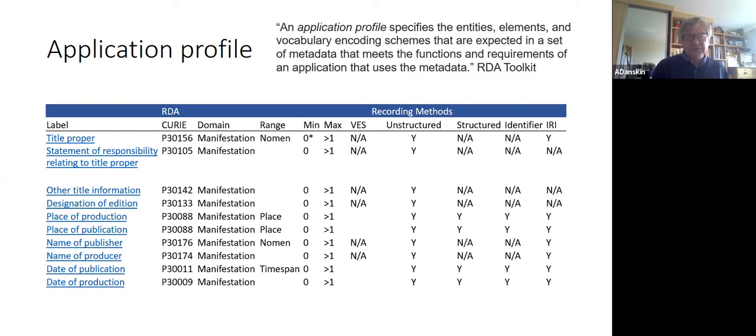If there's a vocabulary encoding scheme present or to be used, then that will probably be listed in the application profile. And then there are different recording methods that can be used. Obviously, within the new toolkit, there are the unstructured, structured descriptions, there are identifiers, and there are URIs. And the application profile can tell you which ones are valid. So all of that information essentially can come out of the RDA registry.